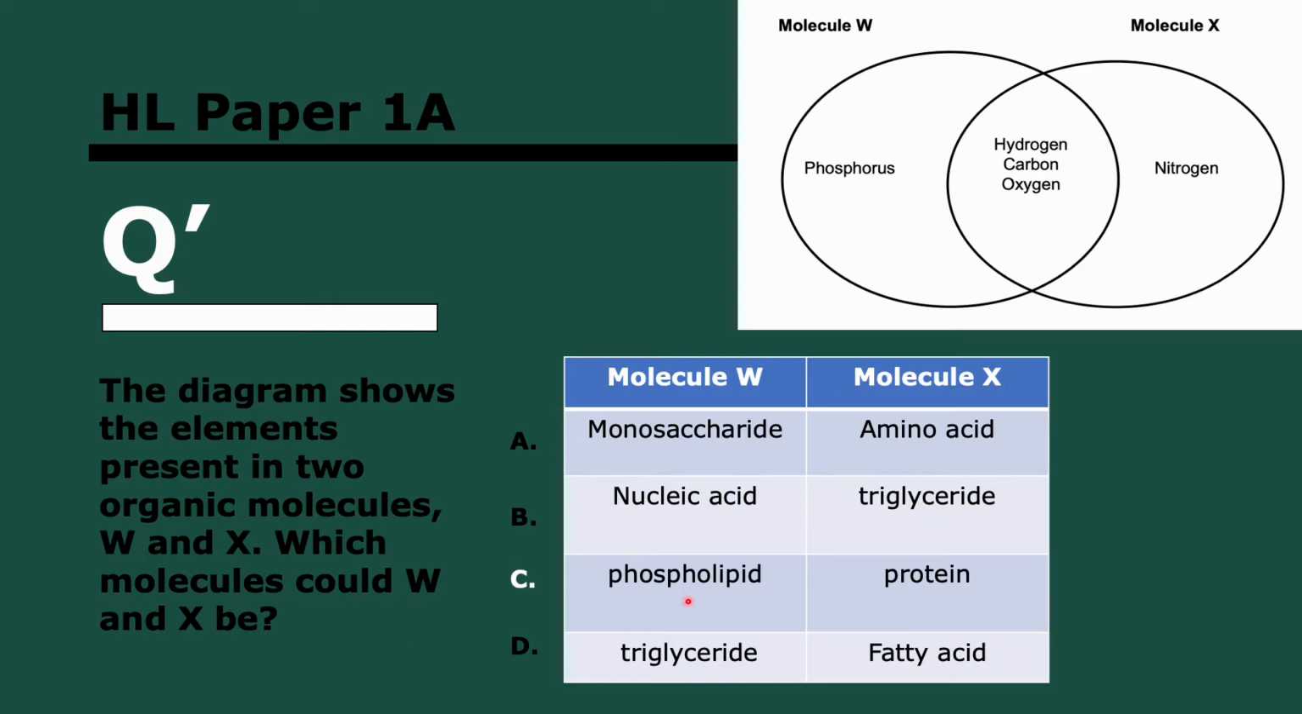Why? Well, if we look at A, monosaccharides do not have phosphorus, right? So that's already out of the picture. Then B, nucleic acids do have phosphorus, but triglycerides do not have nitrogen. So that's, again, not correct. And then D, triglycerides do not have phosphorus, and fatty acids do not have nitrogen either, making C the answer.